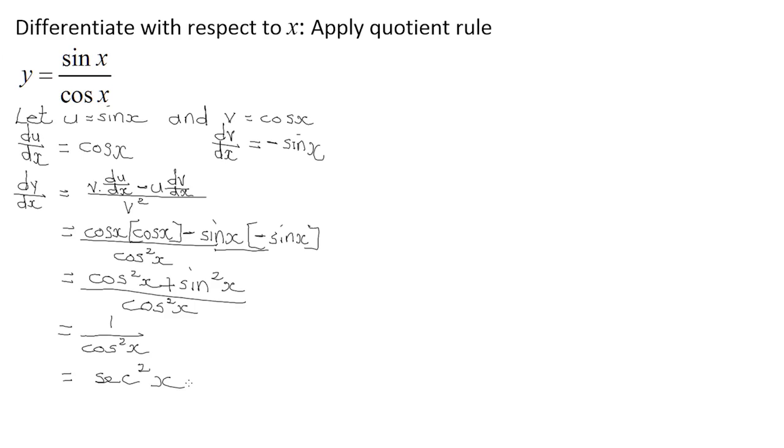And now people, sin x over cos x is equal to tan x. And based on my formula sheet, the derivative of tan x is equal to sec squared x. So what did we do here? We have proved that the derivative of tan x is equal to sec squared x by means of sin x and cos x.